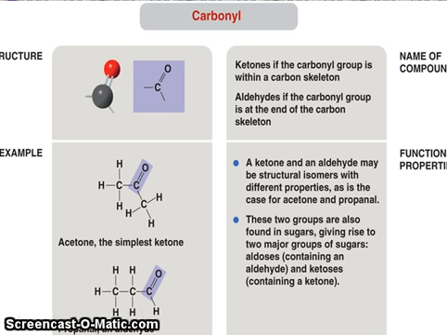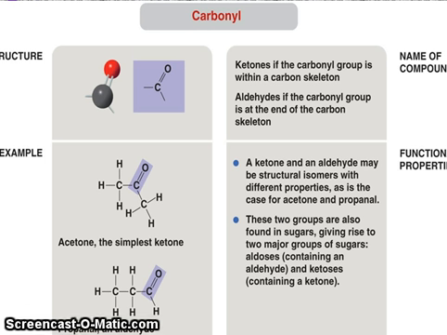Carbonyl groups. The carbonyl group consists of a carbon atom joined to an oxygen atom by a double bond. It's like a C and then two lines going to an O. The compounds are ketones and aldehydes. An example of these are acetone, which is a ketone, and propanal, which is an aldehyde.